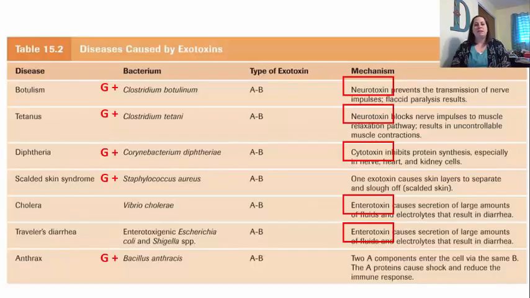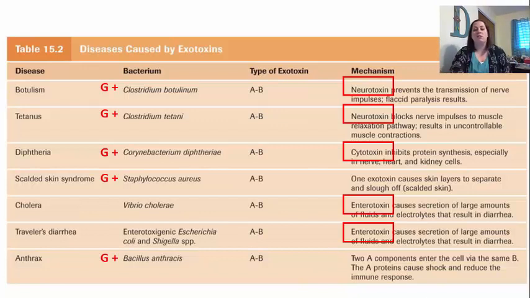All right, so this particular table shows you diseases that are caused by exotoxins. It shows you the disease, it gives you the bacterium, it tells you the type of exotoxin, and it gives you the mechanism. Is it a neurotoxin, a cytotoxin, an enterotoxin, and so on. You will notice though, guys, I marked on here that most of these are gram-positive bacteria because most of them are going to be creating this exotoxin because they are gram-positive. There are a few exceptions, with a few being gram-negative.